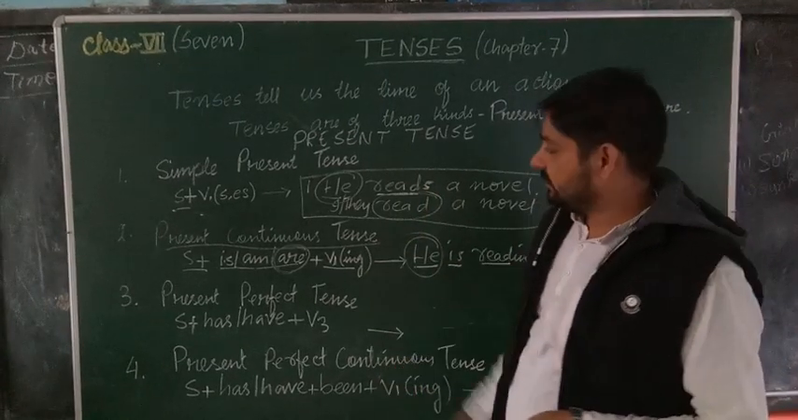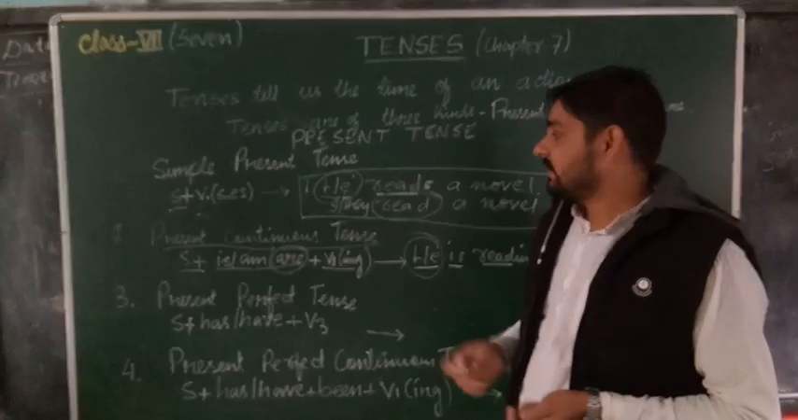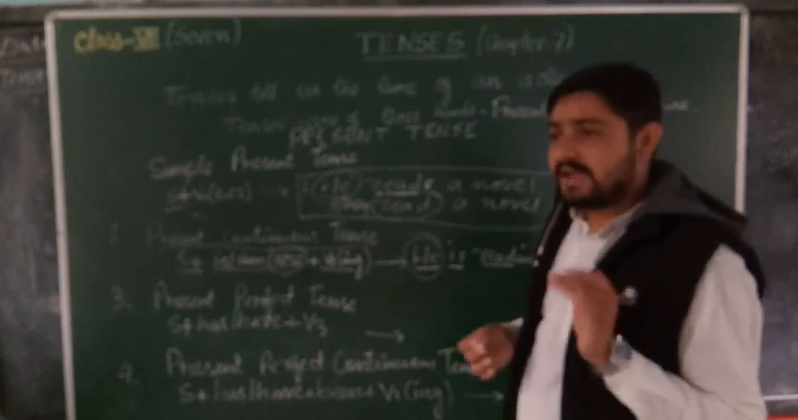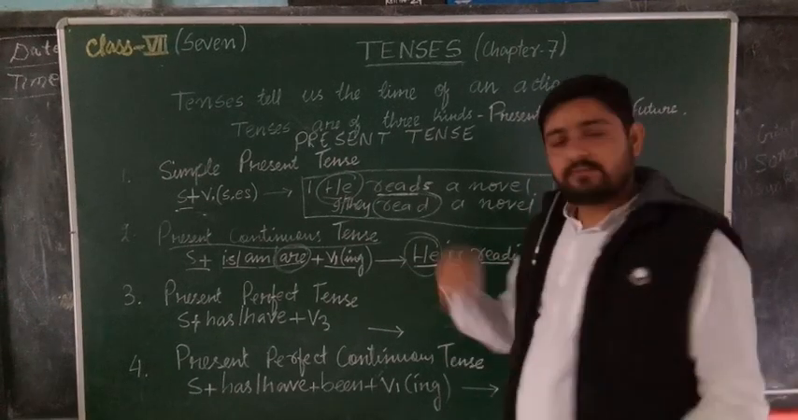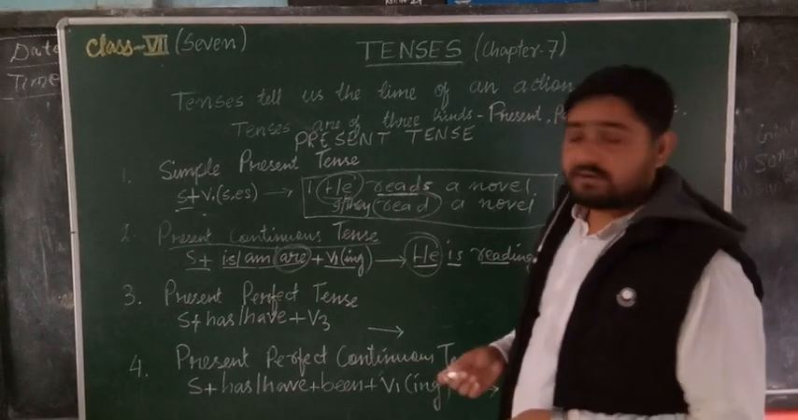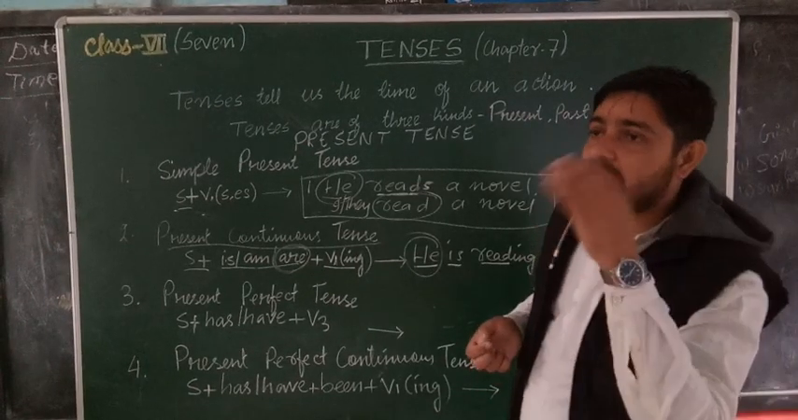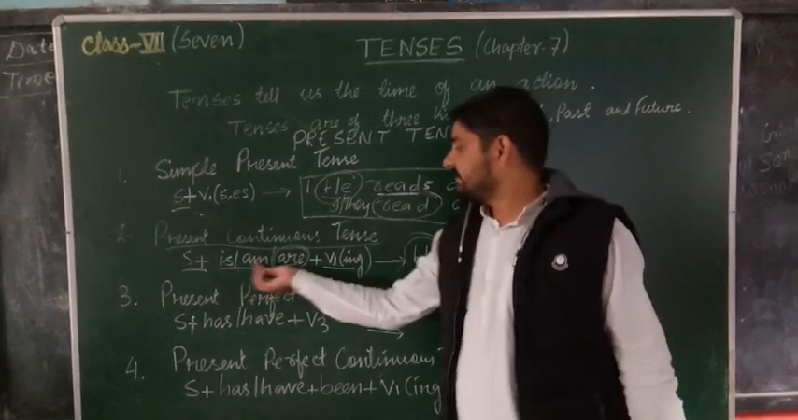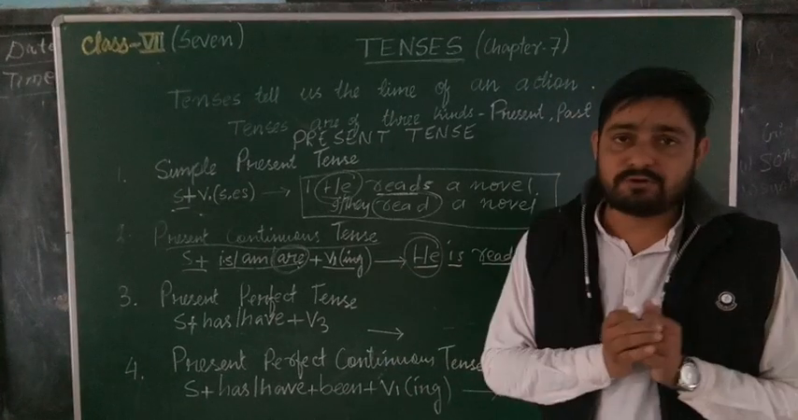This will make it easy to identify which kind of tense it is. That's why I am giving you this logic. Whenever you get ing in a sentence, remember that it will be a continuous tense. Whether it is present continuous or present perfect continuous, we will see afterwards by looking at the helping verb. If the helping verbs are is, am, are and ing is in the verb, then it is present continuous.